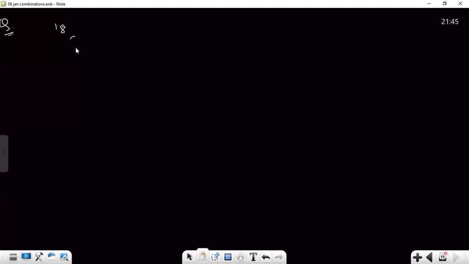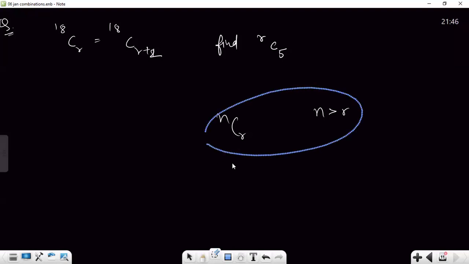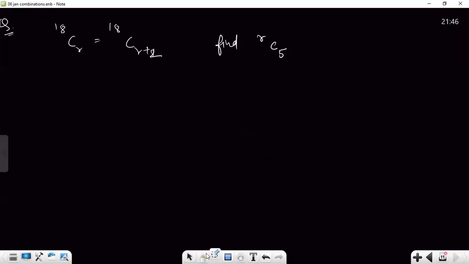If it is given that 18Cr is equal to 18C(r plus 2), then we have to find rC5. Always remember that factorials of negative numbers do not exist. So in nCr, n has to be greater than r. That's simple logic, because if n were less than r, then n minus r factorial would be imaginary, not existing. Okay, let's now discuss this question.